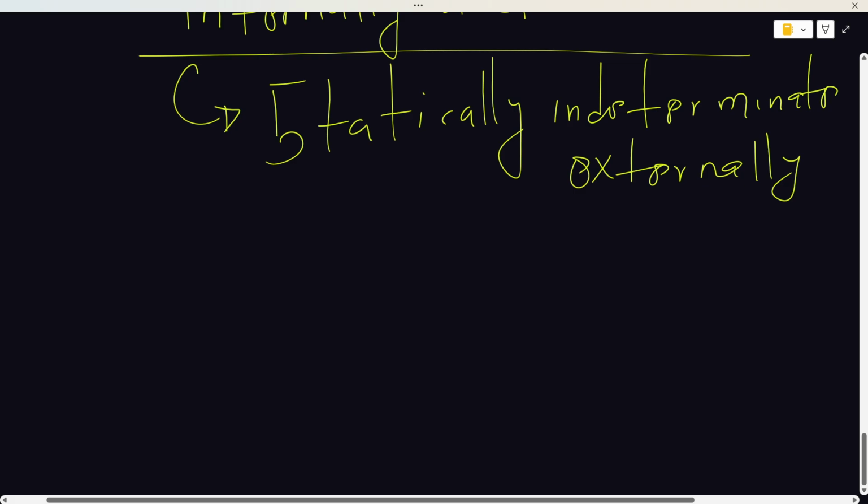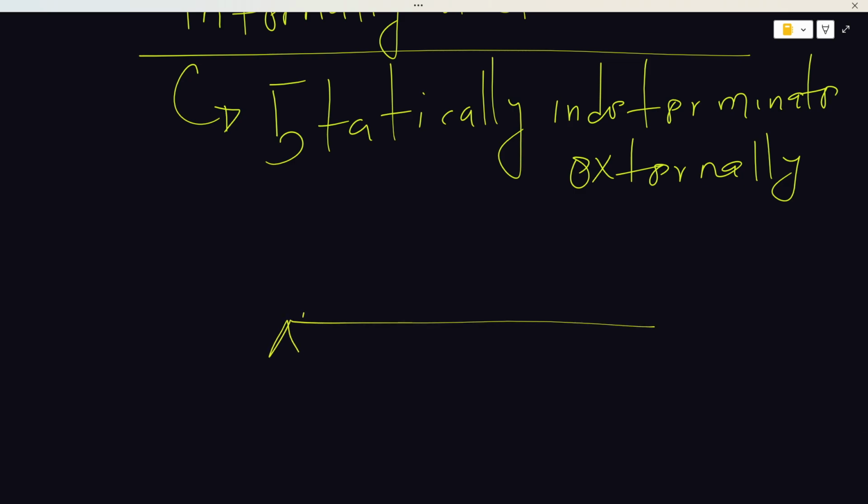Now, statically indeterminate externally. Let's say we have a beam. Let me do determinate externally first. Now, let's say this structure has a hinge here, and let's say this is a fixed support. Sorry, this is a fixed support. And let's say this is a hinge support.